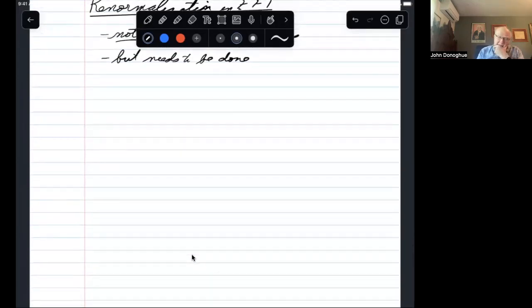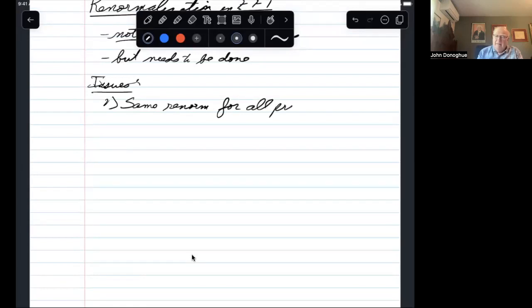There are two issues that I wanted to highlight in particular. One is, how do we know that the same renormalization happens for all processes? What I showed you there was I took one process and I said I get the same answer if I choose the coefficients in a particular way. That doesn't prove to you that if I took a different process, I could get the same result with those same parameters.